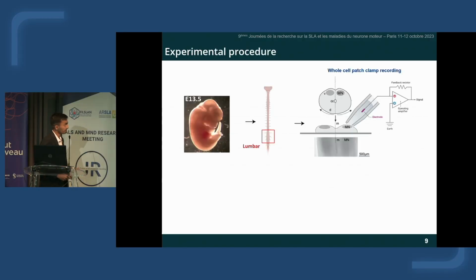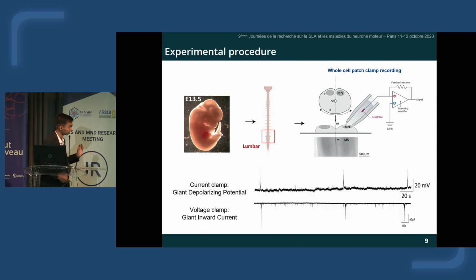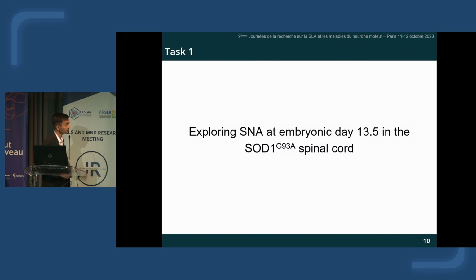To answer this question, we performed whole-cell patch clamp recording on lumbar motor neurons taken from E13 and E14 embryos, and we looked at giant depolarizing potential, GDP, in current clamp and giant inward current, GIC, which is its voltage clamp counterpart. For the first task, we look at embryonic stage E13.5.